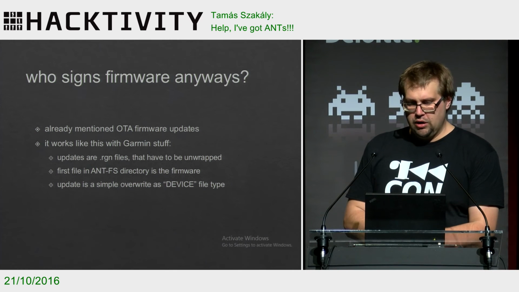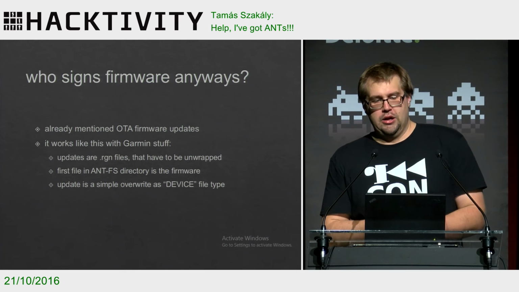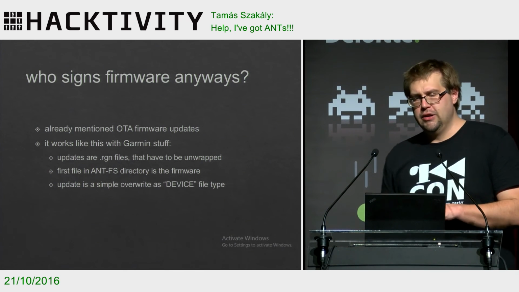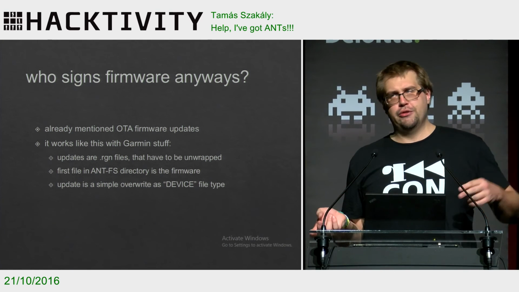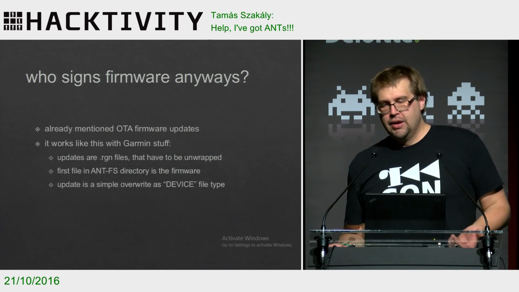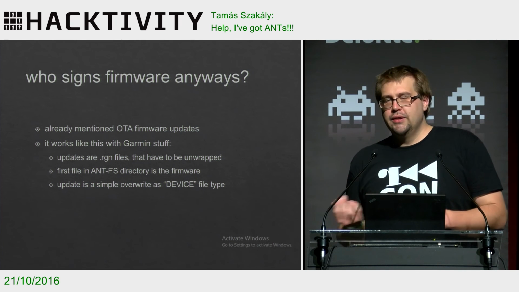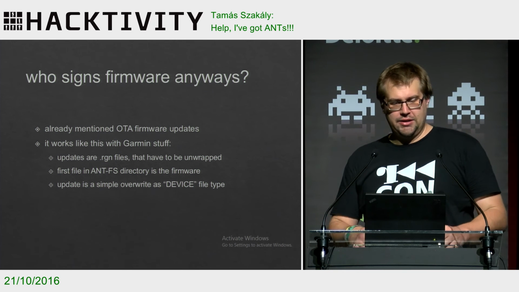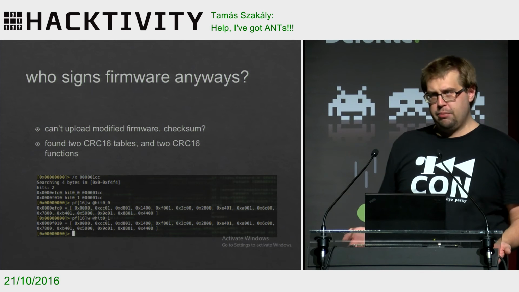Okay, back to over-the-air firmware updates. With Garmin stuff, it works like this. The updates come as RGN files. These are so-called region-wrapped firmware files. They have to be unwrapped, and this unwrapped firmware has to be uploaded to the NFS directory structure at the first index as a device file type. So it's basically just an upload.